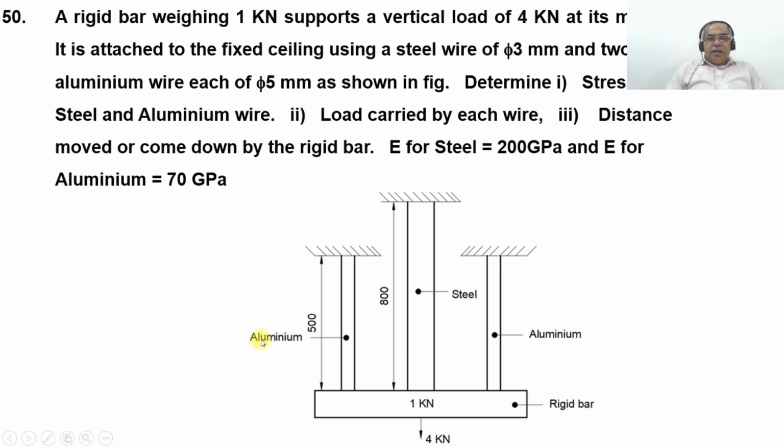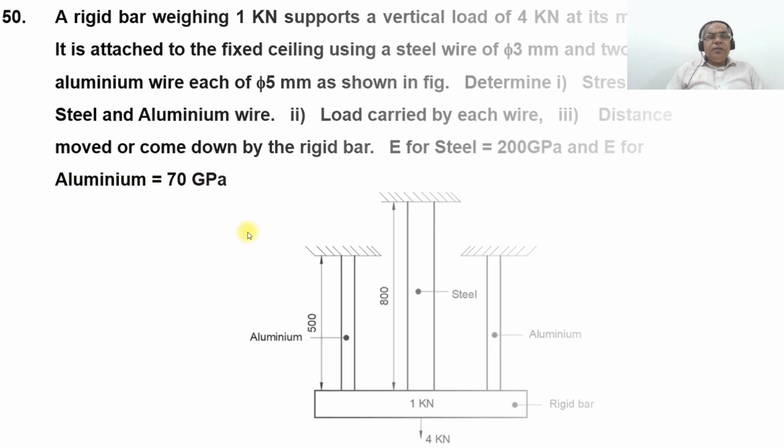So what are P aluminum and P steel? And also the distance moved, or how far the rigid bar comes down, due to the load applied. We have Young's modulus for steel, which is 200 GPa, and Young's modulus for aluminum, which is 70 GPa.